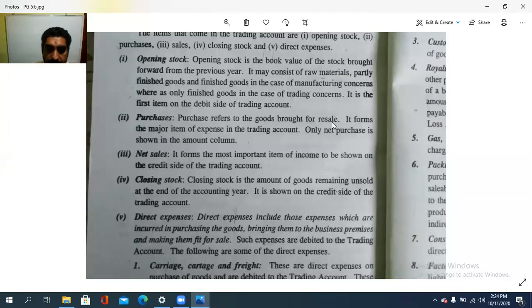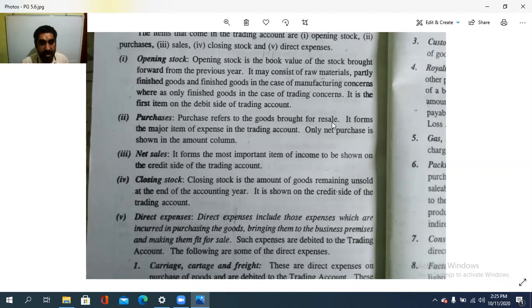Then closing stock. It is the amount of goods remaining unsold at the end of the accounting year. It is shown on the credit side of the trading account, and the same will be the opening stock for the next month or next year. അതാണ് ഓർക്കേണ്ടത്. ക്ലോസിംഗ് സ്റ്റോക്ക് എന്ന് പറഞ്ഞാൽ നമ്മുടെ കയ്യിൽ അവശേഷിക്കുന്നതായ, വിൽക്കാതെ നമ്മുടെ കയ്യിൽ അവശേഷിക്കുന്നതായ ഗുഡ്സ്, അത് നമ്മുടെ ക്ലോസിംഗ് സ്റ്റോക്ക് ആയിട്ട് ഈ മാസം അവസാനം എടുക്കുകയും അടുത്ത മാസം ആദ്യ ആ ഐറ്റമാണ് ഓപ്പണിംഗ് സ്റ്റോക്ക് ആയിട്ട് വരുന്നത്. Clear? That is the closing stock.